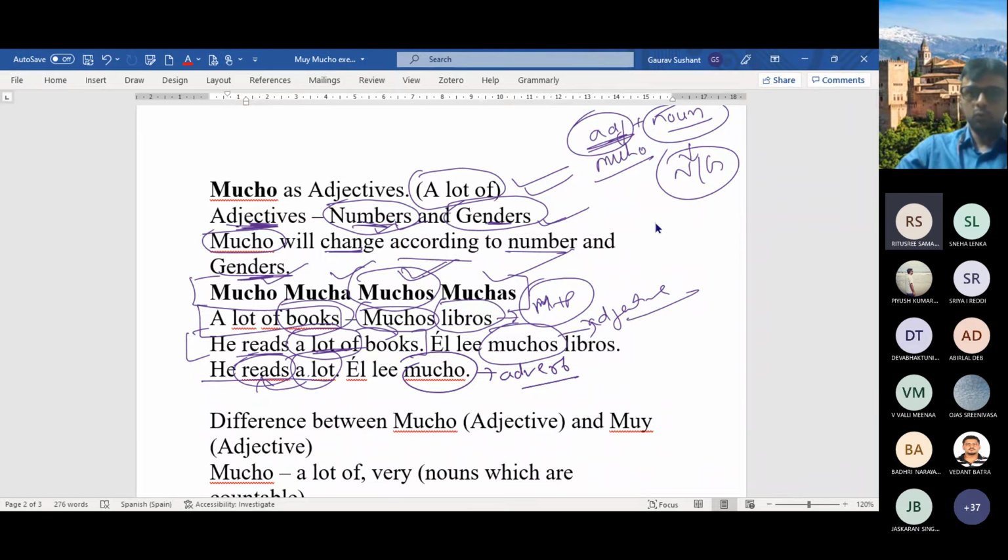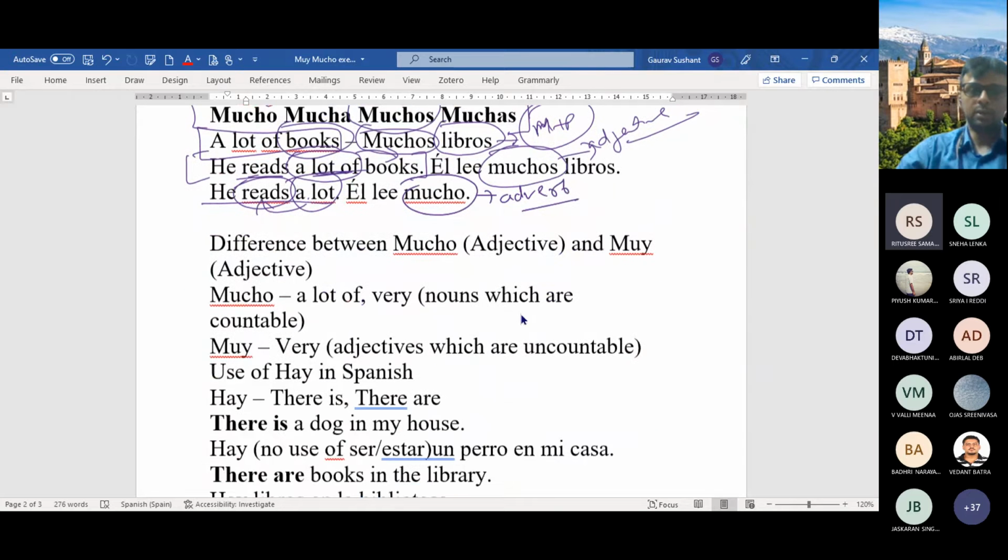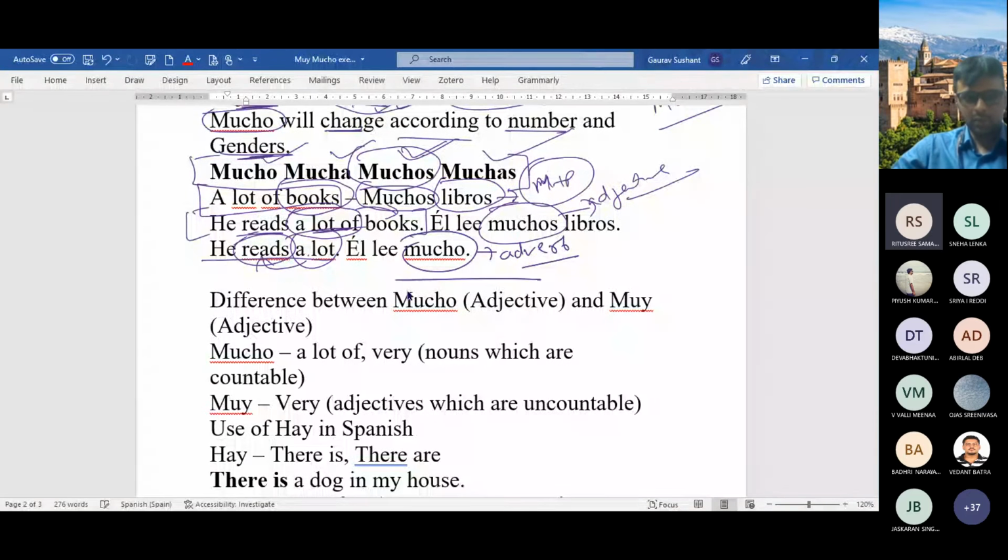So this was about mucho. Now, the second part of this discussion is the difference between mucho as an adjective and muy as an adjective. Muy is also an adjective and mucho is also an adjective. In terms of meaning, there is a difference. First thing should be clear that mucho gives you a different meaning and muy gives you a different meaning. It's not a very huge difference, a very small difference. So mucho is basically a lot of when you are using it as an adjective, and that too refers to nouns which are countable.